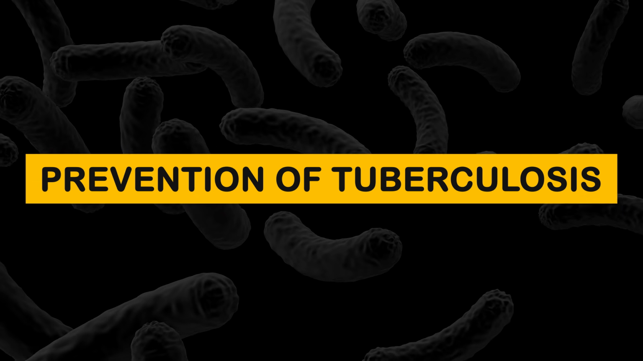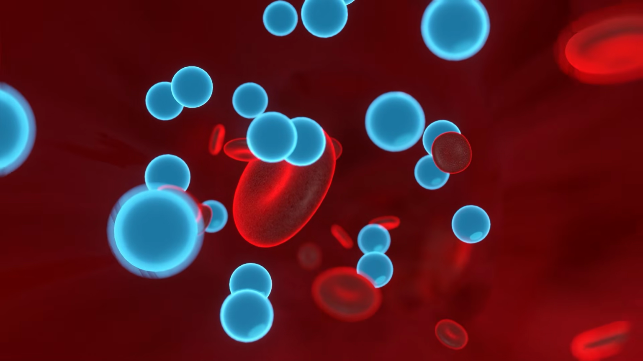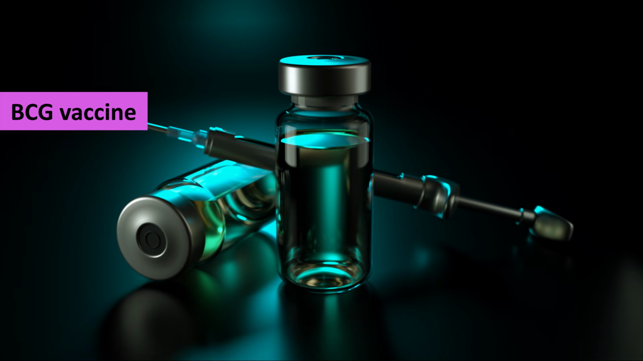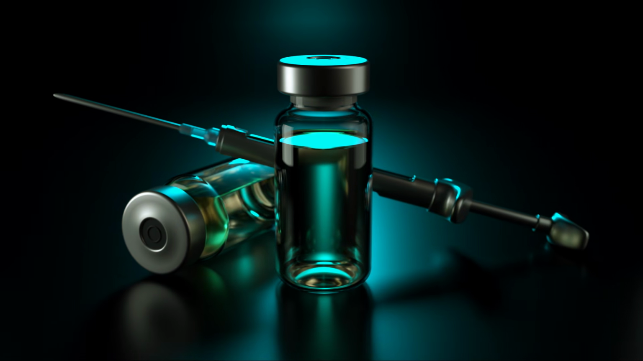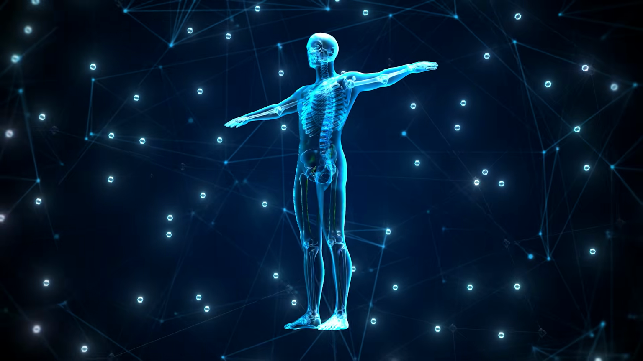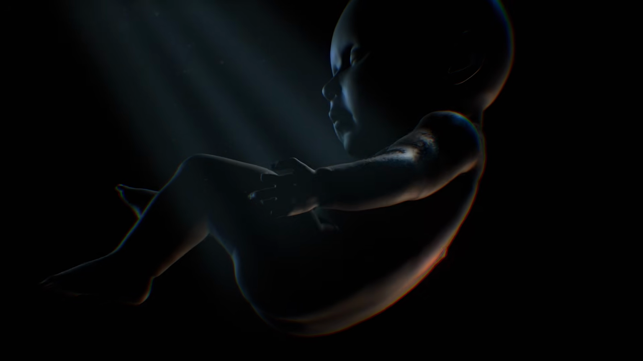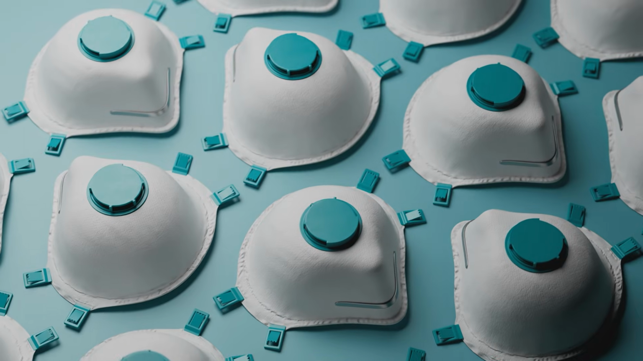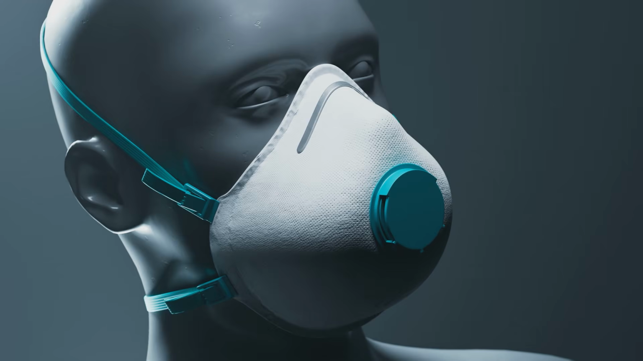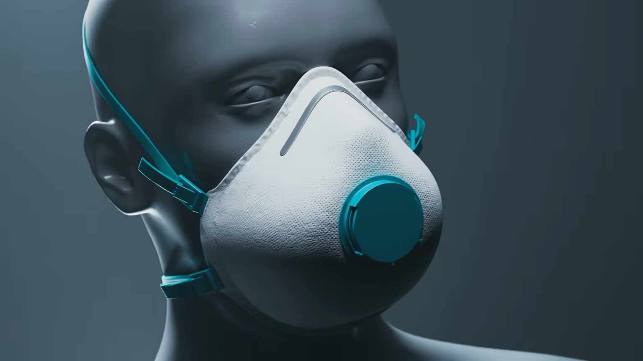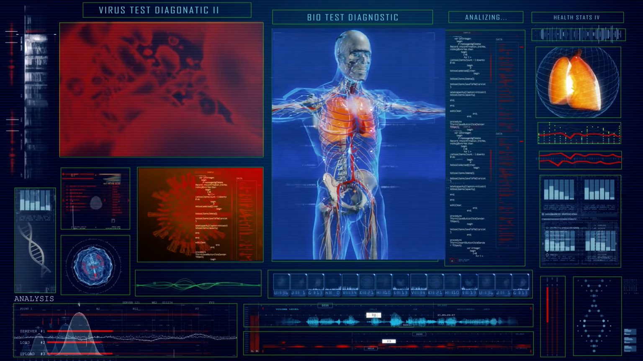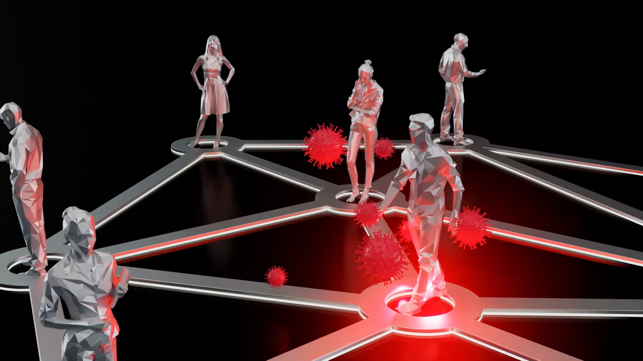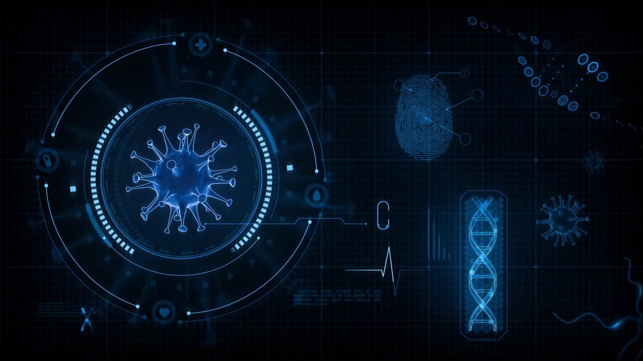Prevention of tuberculosis. Preventing TB involves multiple strategies. Vaccination. The BCG vaccine provides partial protection, especially in children. It does not fully prevent pulmonary TB in adults, but reduces severe forms in children. Infection control measures. Prevention strategies include improving ventilation in homes and workplaces, wearing masks in high-risk settings, early detection and treatment of active TB cases, screening close contacts, treating latent TB infection.